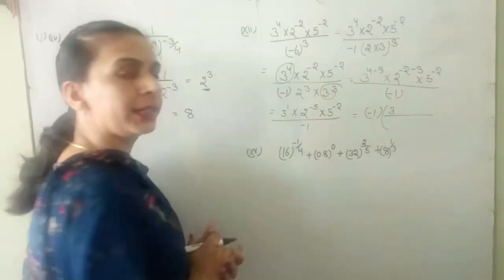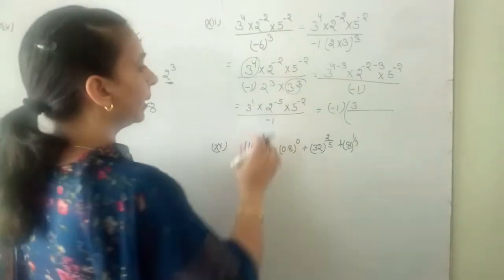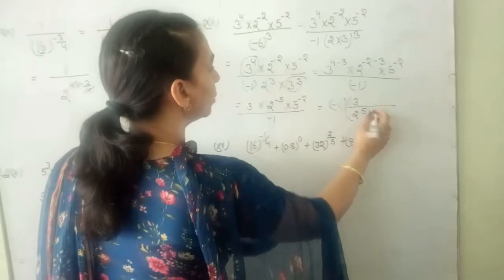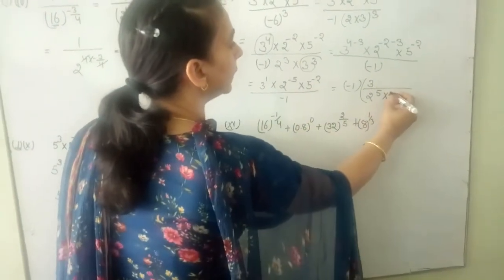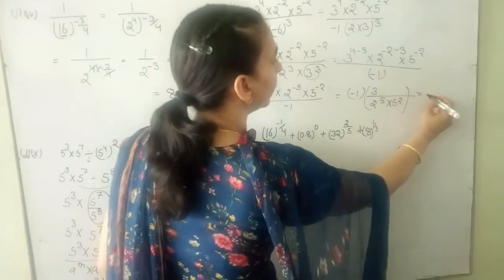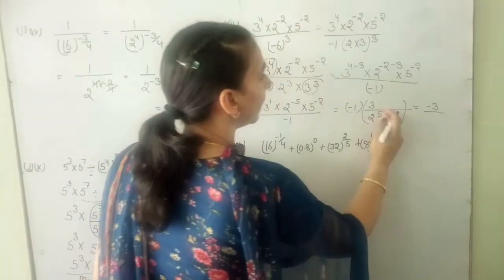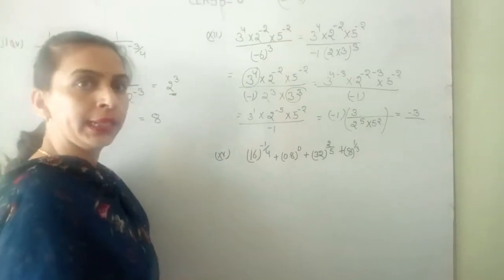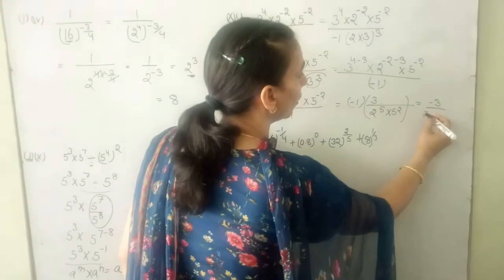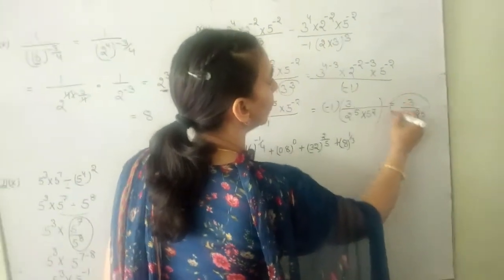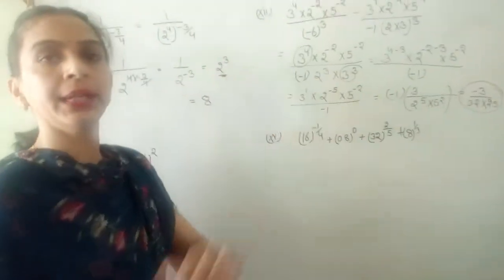raised to the power minus 5. Then we can write this in positive power, 2 raised to the power of 5. Same, 5 raised to the power minus 2, we can write this 5 raised to the power 2. Okay student. Then this equals minus 3 divided by 2 raised to the power 5. 2 raised to the power 5 is 32. Then 32 multiply 5 raised to the power, 25. We solve it. This is our question number 12.